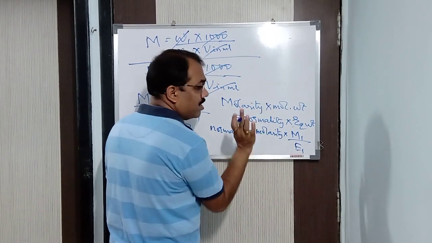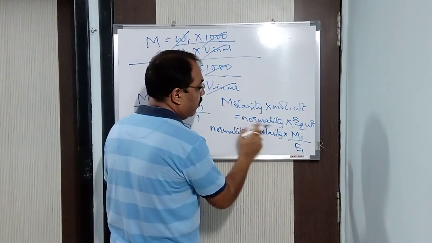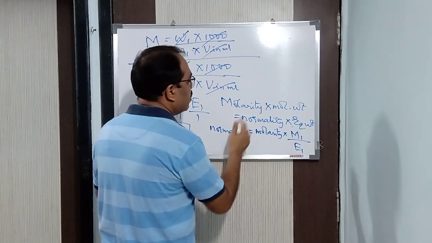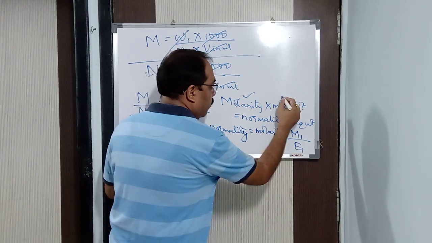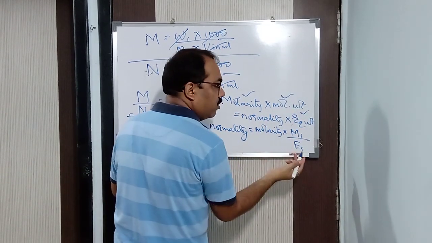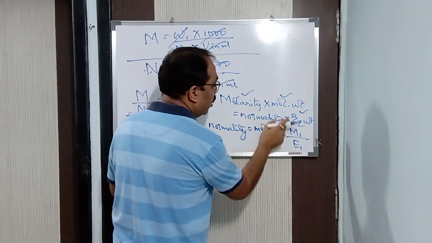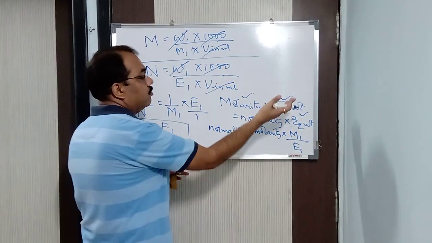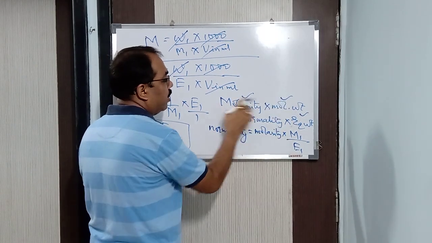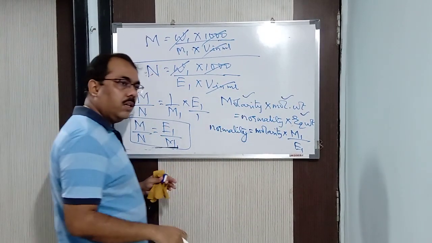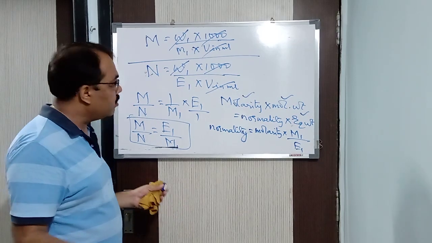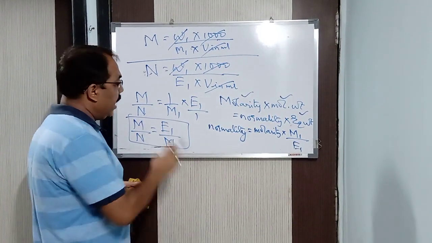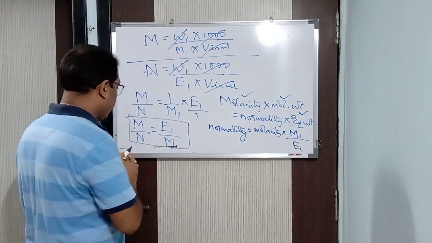But better you remember it this way: molarity into molecular weight is equal to normality into equivalent weight. This is the relationship. Suppose molarity, molecular weight and equivalent weight are given to you but you do not know normality. Using this formula you can calculate normality. Or suppose normality, equivalent weight and molecular weight are given and you do not know molarity, you can calculate it. Any three things given, the fourth one you can calculate. So this is the relationship between molarity and normality.